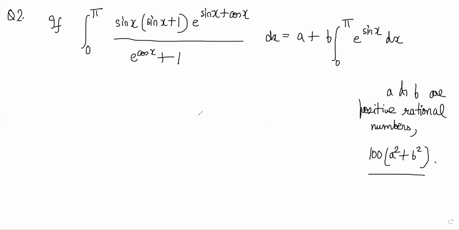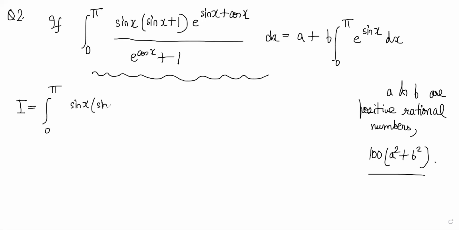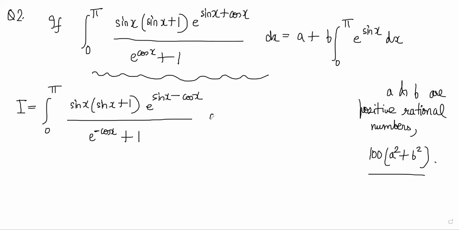Okay, so this integral you have to simplify. You should use the a plus b minus x property. Sin x remains unchanged when you do pi minus x, and cos x becomes minus cos x, like this, right? Simplify this. You can take the e power cos x in the denominator.